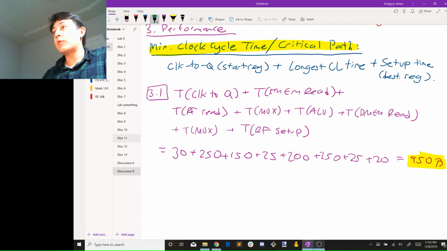We aren't being asked for the fastest clock time, so we don't need to calculate the frequency. But if you want to calculate the frequency, you could just do 1 divided by 950 picoseconds, and you get around 1.05 gigahertz as your frequency. Okay, cool.